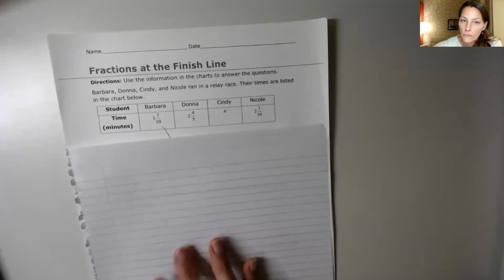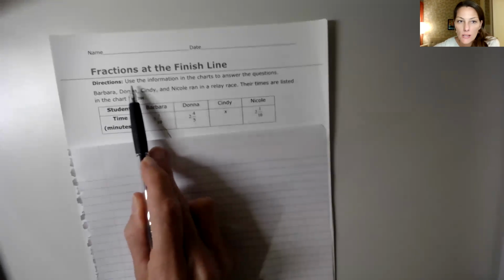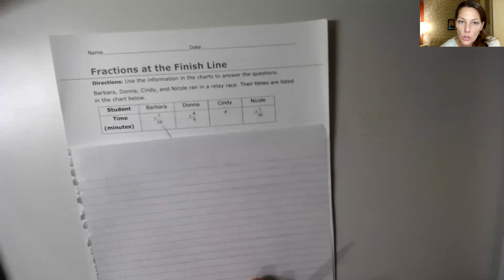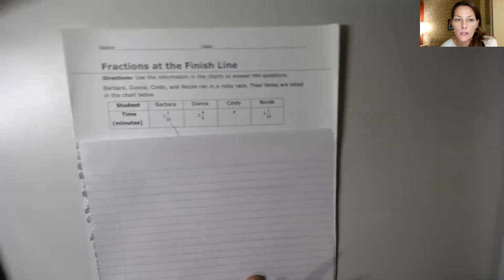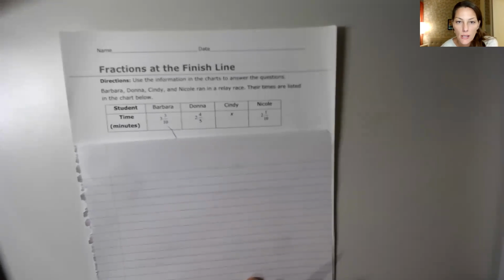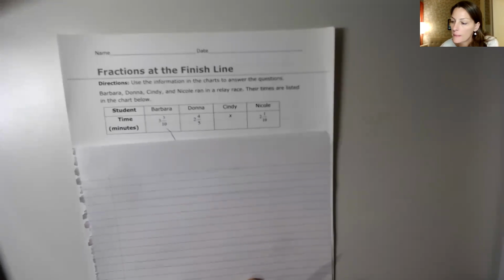Okay, so fractions at the finish line. The directions say to use the information in the charts to answer the questions. Sorry, it's a little bit blurry, guys. This is as good as it's going to get. Barbara, Donna, Cindy, and Nicole ran in a relay race. Their times are listed in the chart.